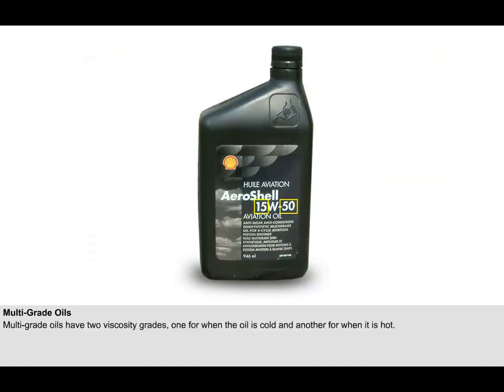To solve these problems, multi-grade oils can be used. These oils have two viscosity grades, one for when the oil is cold and another for when it is hot. For instance, SAE 15W50 oil will act as 15 grade oil, a thin oil, when it is cold, and as 50 grade, a thick oil, when hot. The W indicates that the oil is suitable for use in winter in cold climates.